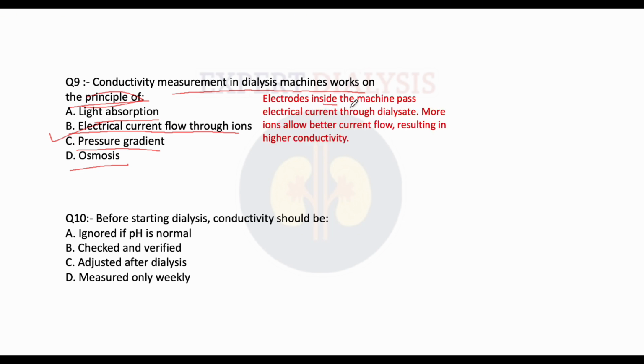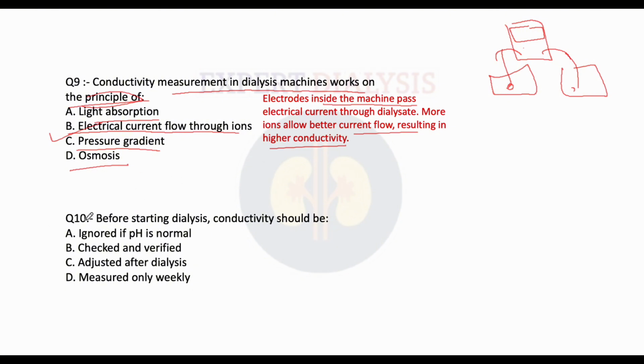Generally we all know we have two electrodes, two particular rods, inside the machine. These electrodes pass electrical current through the dialysate. More ions allow more current flow, resulting in higher conductivity. So mainly on what principle do they function? Electrical current flow through the ions.